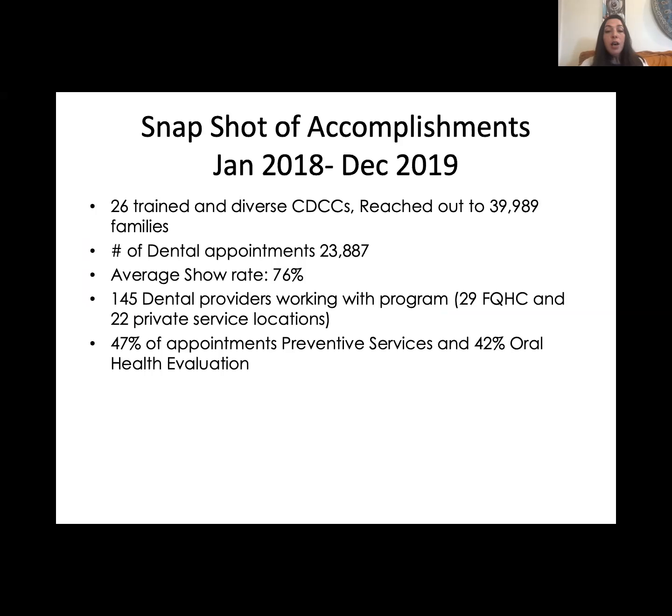It's a little different between the CDCCs that work within an FQHC or the ones that work with the private service locations. So far, 145 dental providers have been working with the program. And again, these are between FQHCs and private providers. And 47% of appointments are preventive services and 42% are oral health evaluation.